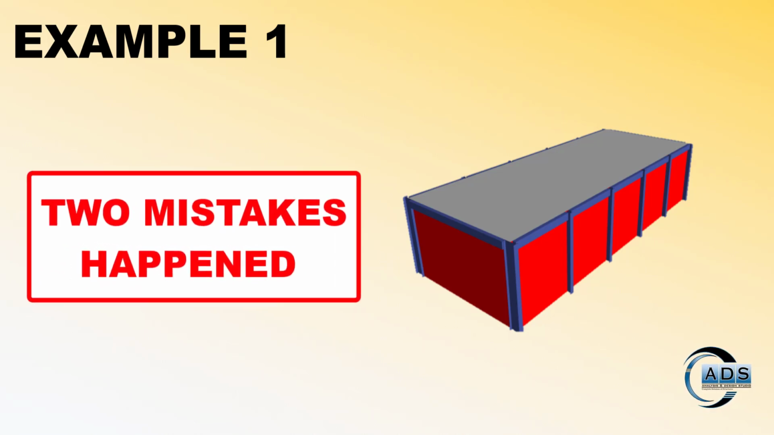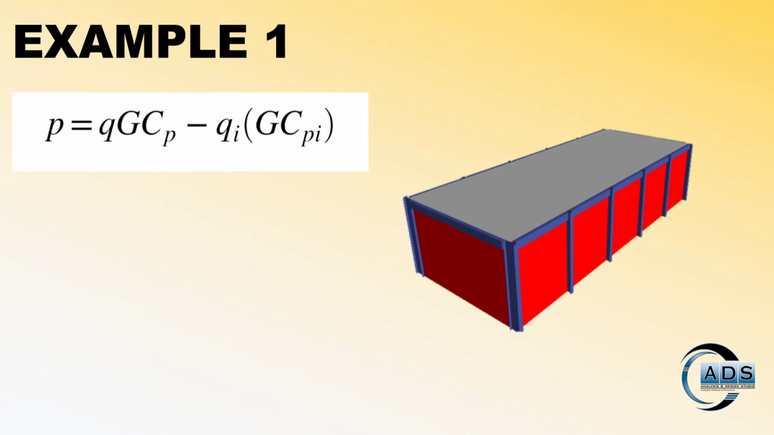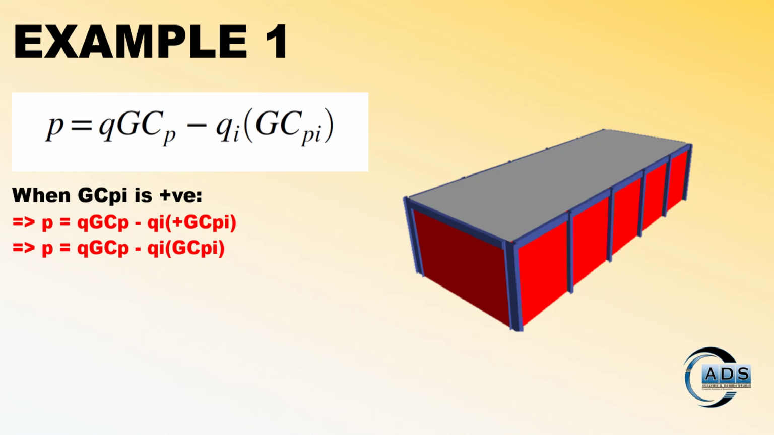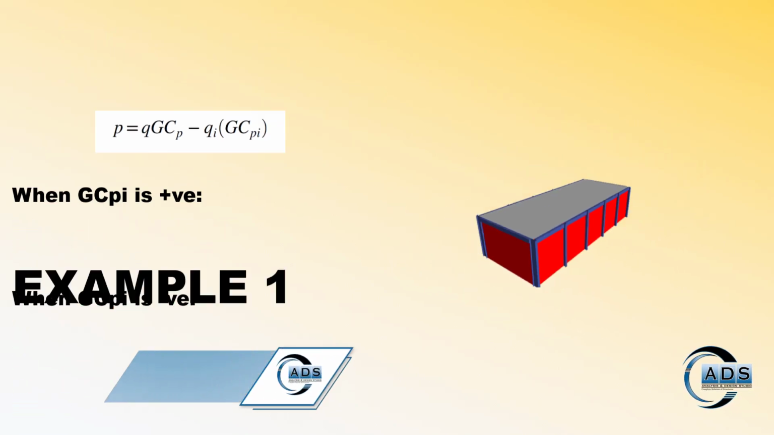Let me explain. We combine external and internal wind pressures using this equation. We can see that there is a negative sign in between, which means that when we are considering positive GCpi, then the equation looks like this. And when we are considering negative GCpi, then the equation looks like this. What I did is I shuffled both the cases. Let me show the correct pressures.